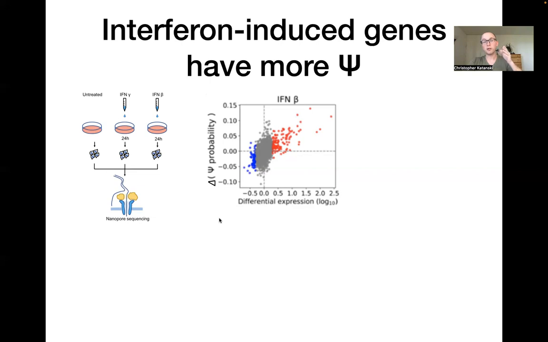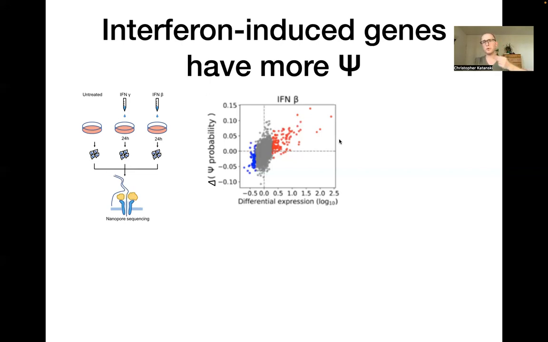So from our algorithm, every single U gets a score, some probability of being U or pseudo-U. And what we've done is we've taken the average of every U in that gene, and then we're looking at how that average score changes with interferon treatment. And the striking result is that the induced genes are the ones that have the biggest increase in pseudo-U. So it seems like the new synthesis, the induced genes, are the ones that are getting pseudo-uridylated during interferon signaling.